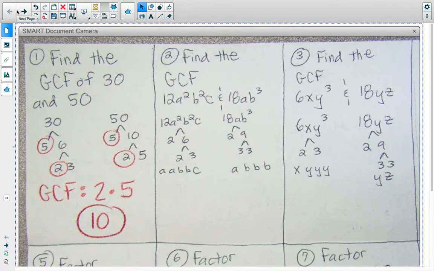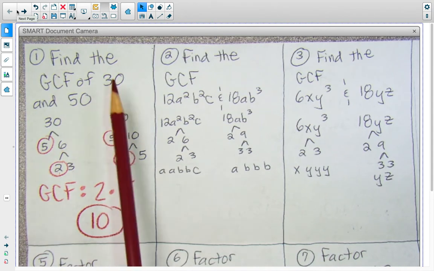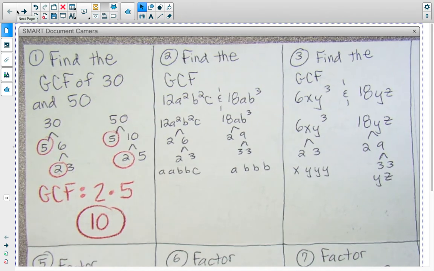It doesn't hurt for you to do a factor tree if you're not there yet, particularly when we get to longer problems and variables and things like that. But regardless, my greatest common factor of 30 and 50 is 10.